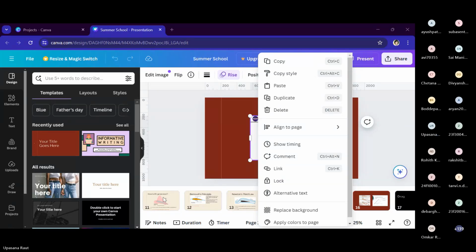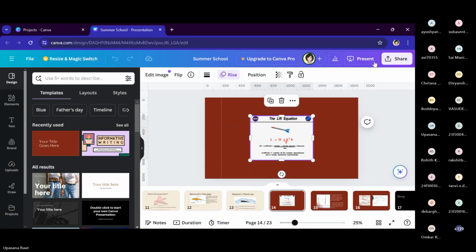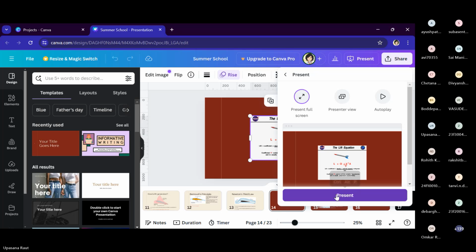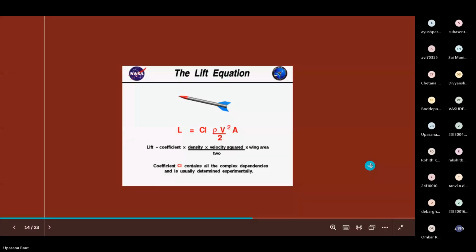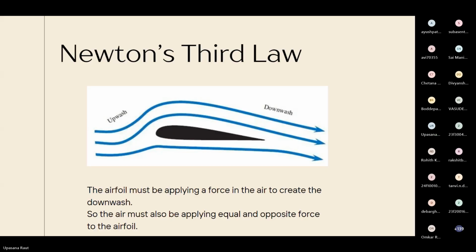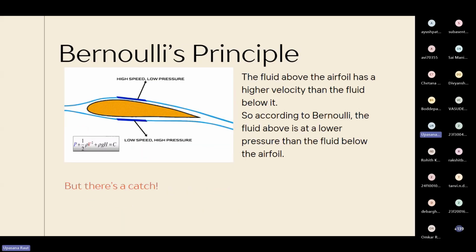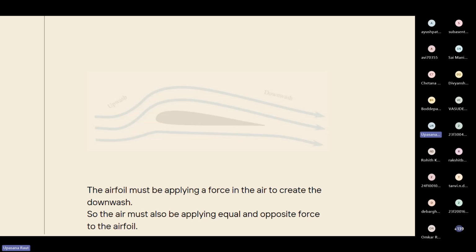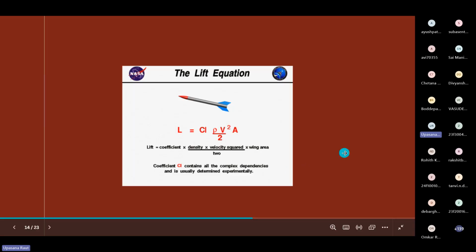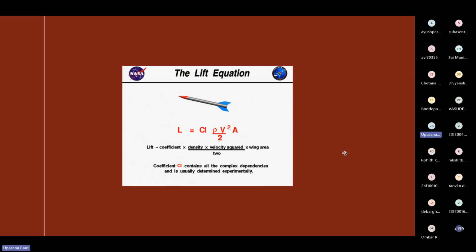Any more? Okay. See, here also you can see this rho v square by 2. It appears here in Bernoulli's equation, and it appears here. So you can say it's derived from Bernoulli's principle only.